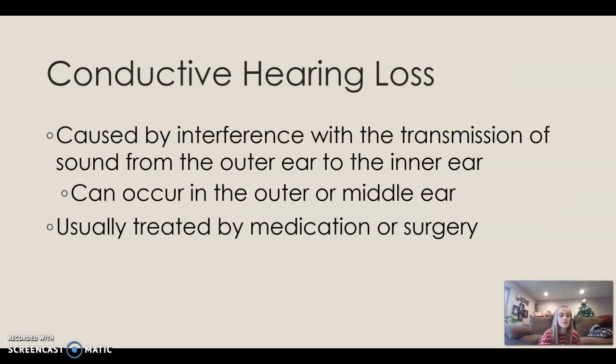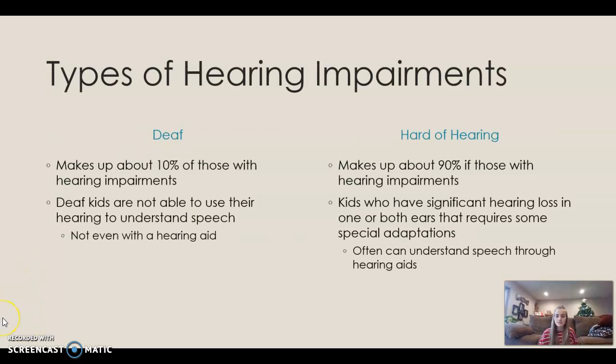There are also a couple of different types of hearing impairments. Students who are deaf make up about 10% of those with hearing impairments. The category that's not as severe is a higher percentage of kids with hearing problems, which is hard of hearing, making up about 90%. Kids who have significant hearing loss in one or both ears that require some special adaptations are hard of hearing, and they can often understand speech through hearing aids and a couple of other technological devices that I'm going to talk about later in the presentation.